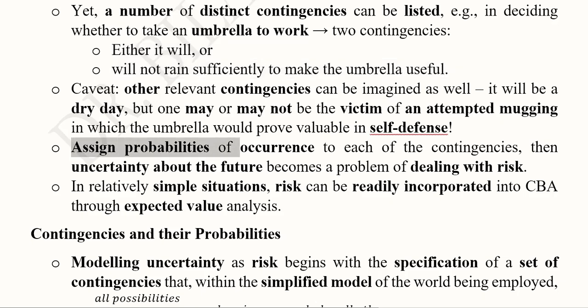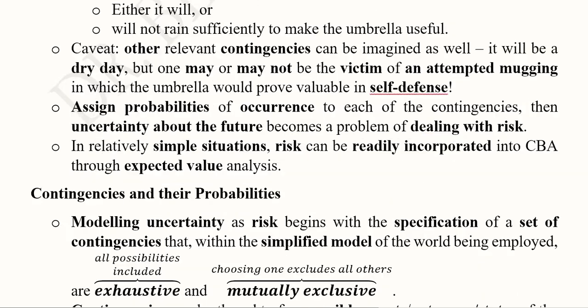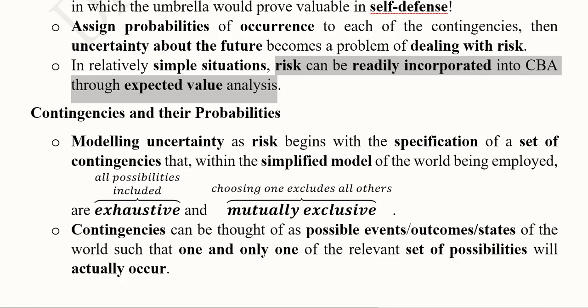Now, in the next step, we assign probabilities to these occurrences, and this will help us assess the likeliness of those events. That uncertainty can be measured to a certain extent, because fully we cannot measure the uncertainty. In simple situations, risk can be readily incorporated into CVA through expected value analysis. So this is the utility of expected value analysis: we can include the risk in our analysis, which is a very useful thing in decision making.